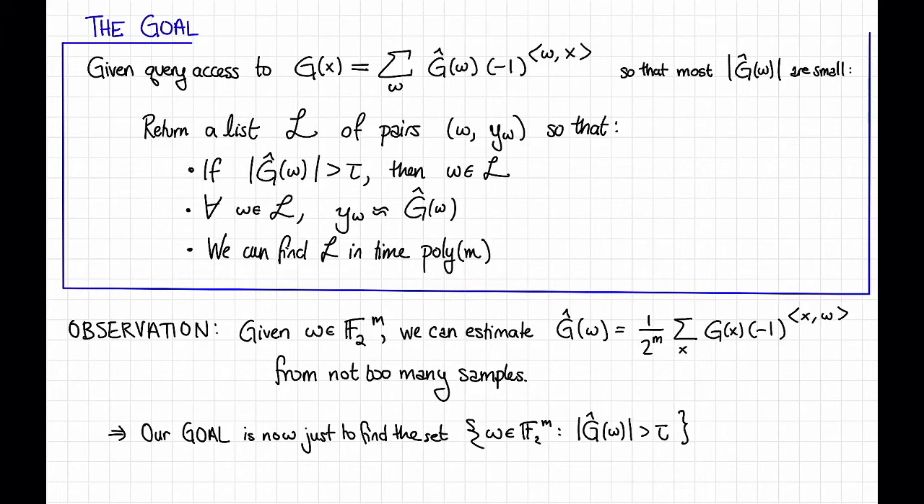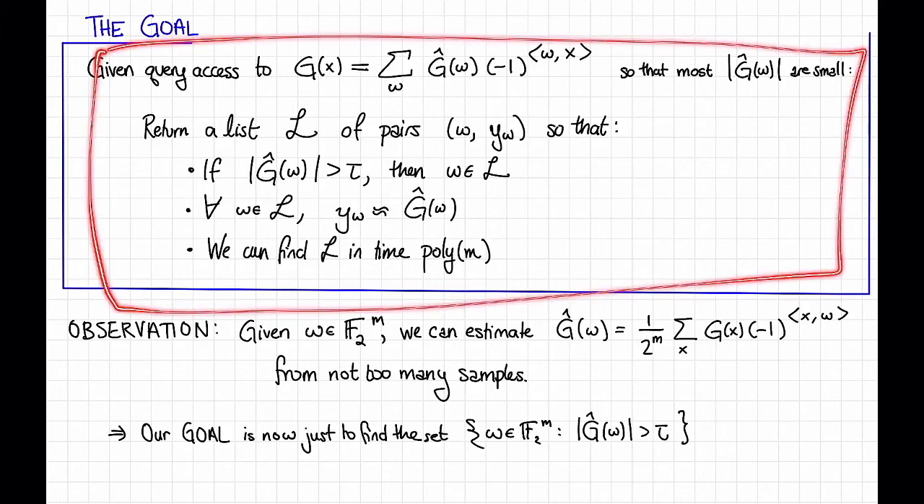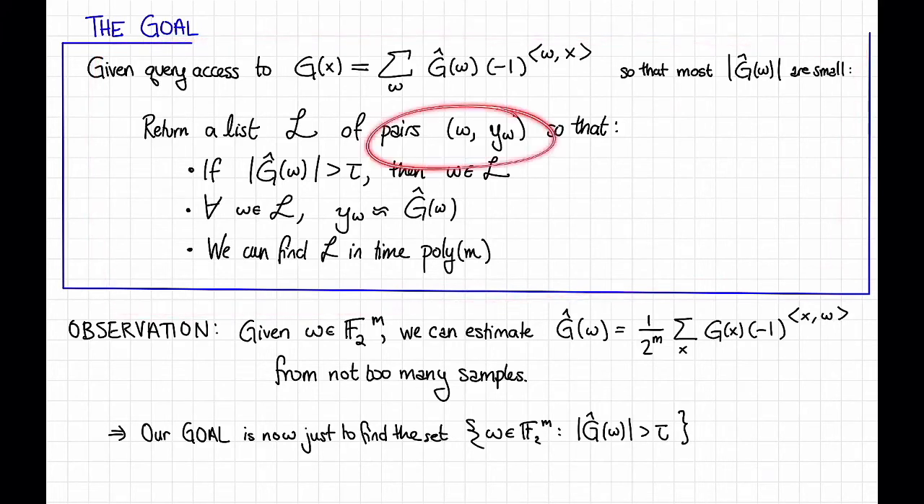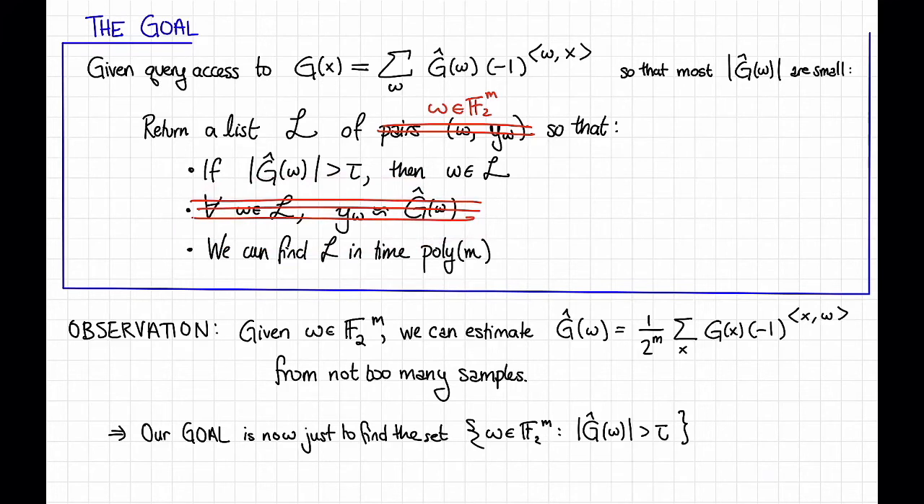More precisely, we can modify our goal up here in the following way. First, I no longer need to return pairs omega and y omega, I can just return omega. And I don't need to estimate g hat of omega down here. I'm going to additionally give myself a little bit more slack by allowing this query access to g of x to be randomized and asking that this requirement hold with only high probability.